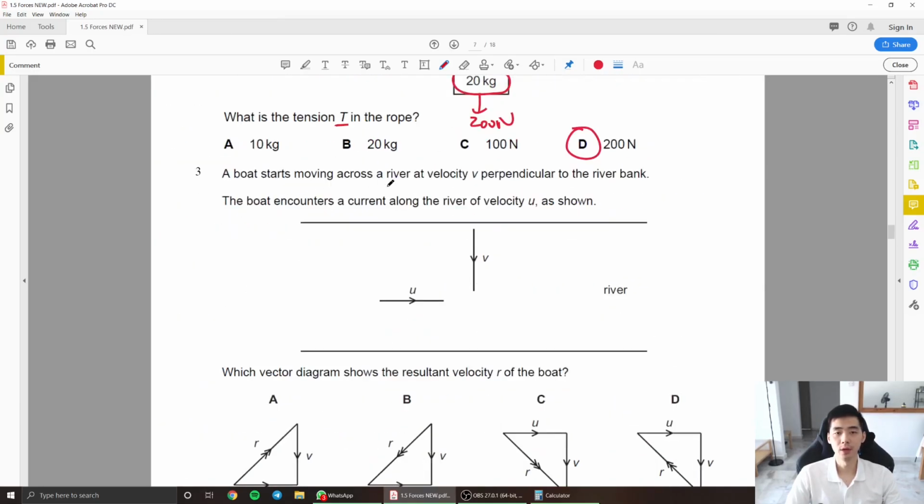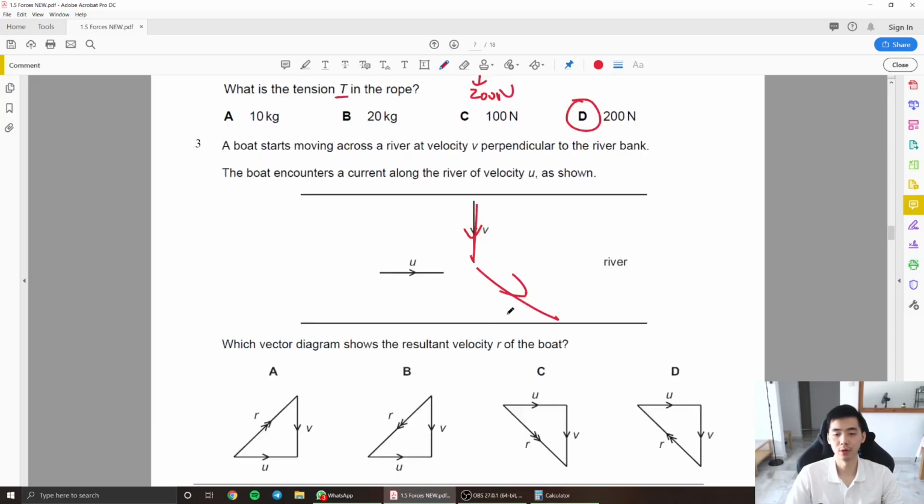Then a boat starts moving across the river with velocity v, perpendicular to the riverbank. The boat encounters a current along the river with speed u, as shown. Which vector diagram shows the resultant force R, which is obviously supposed to be in this specific direction, right?